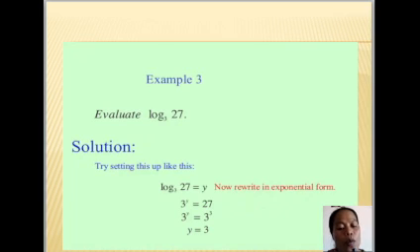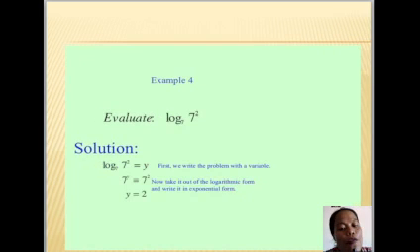So 3 to the power of y is equal to 3 cubed, because 3 times 3 times 3 is equivalent to 27. So we have y is equal to 3, since they have the same base. Now we can extract their exponents. Therefore, the logarithm of 27 to the base 3 is equal to 3.